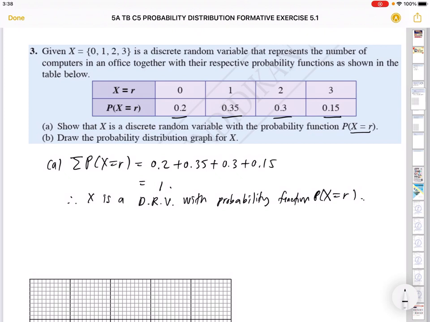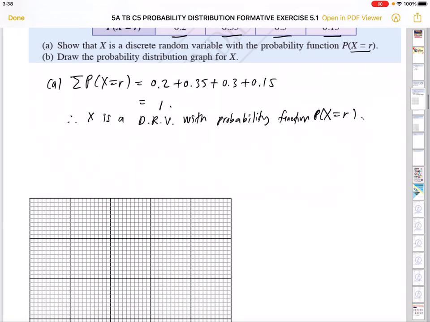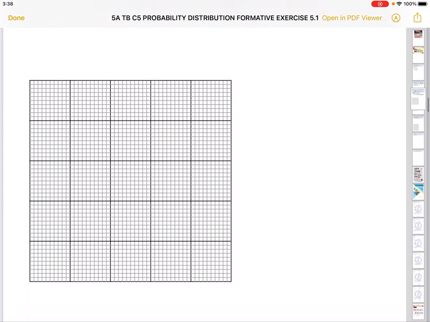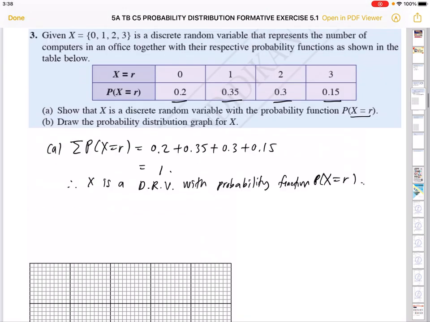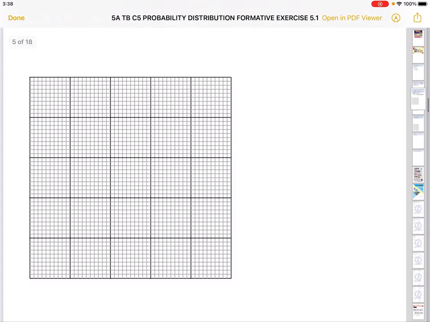All right, second part. Now we need to draw a graph, the graph for X. So to draw this graph, I need to use a graph paper. So guys, I show you here. Now, please refer back to the table here. I can't show you up here. So, all right. When it comes to the graph for probability distribution for a discrete random variable, it's a little bit different from our normal graph that we always draw. Okay, first thing, I'm going to draw the horizontal line here. So guys, I'm not going to use a ruler because it's going to take very long.